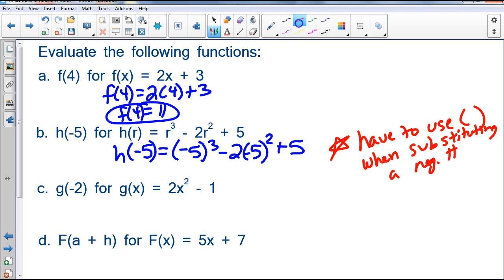I'll rewrite that in case you guys can't read what that says. That should say negative. A negative number, especially when you're squaring it or cubing it. So if you type it into your calculator exactly as I have it on the board, we find out that h of negative 5 is actually equal to negative 170.